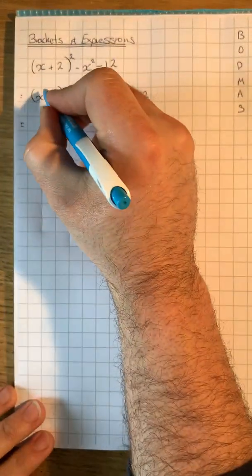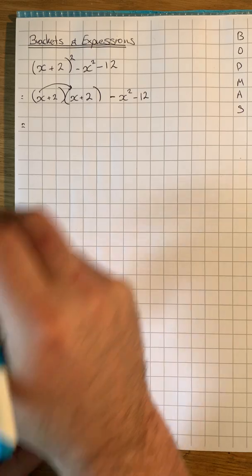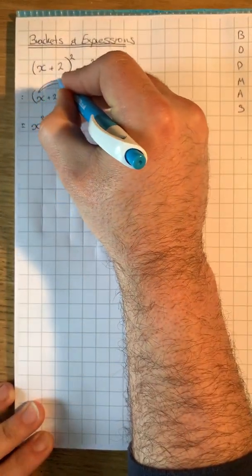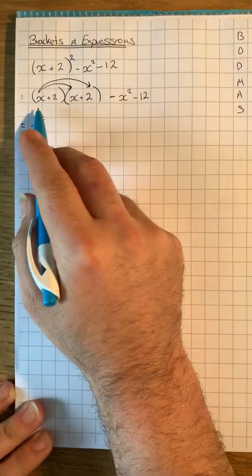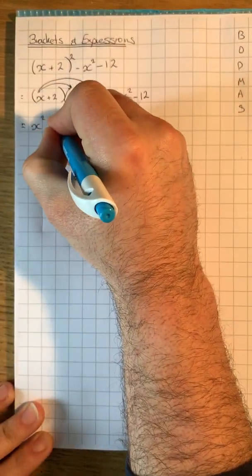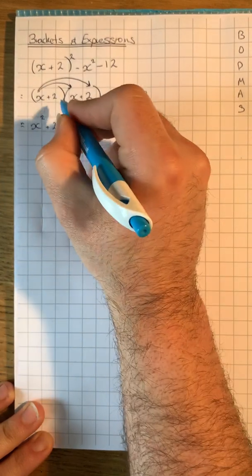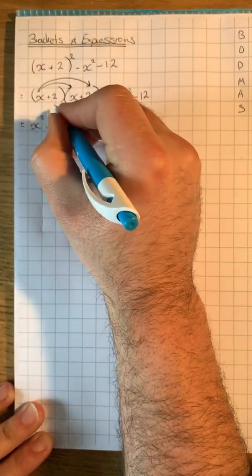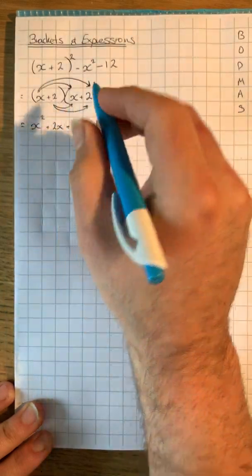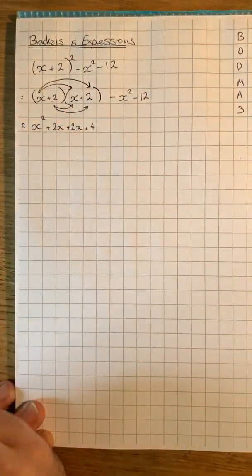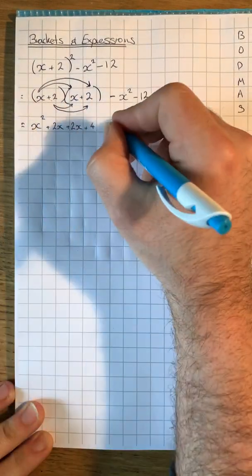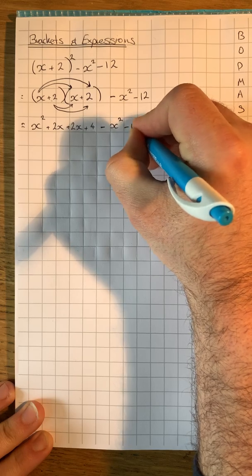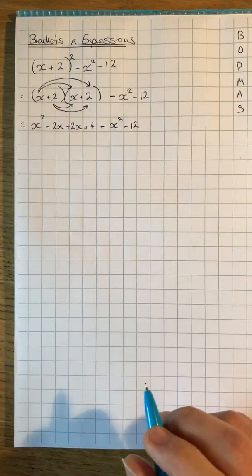So remember, we take the firsts, x times x gives us x squared, then we take our outsides, x times 2 gives us plus 2x, then our insides, 2 times x is another 2x, and finally our lasts, 2 times 2, which is 4. So that's us multiplied out the brackets. We still have this negative x squared, negative 12 here.